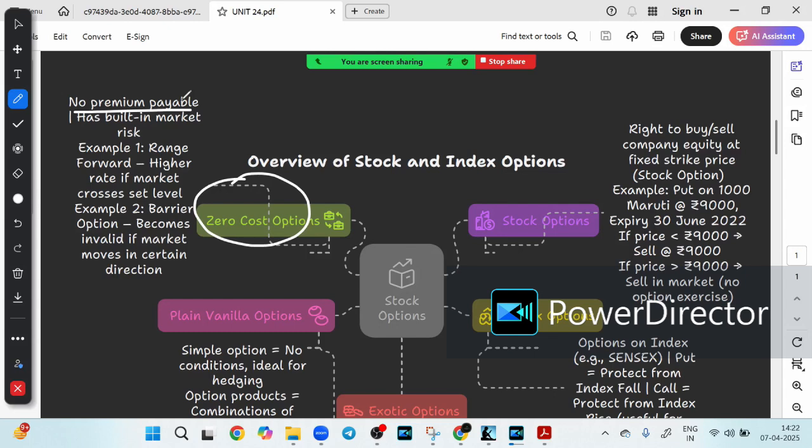So friends, it is used in structured products. They offer custom protection, not standard safety. That is called an exotic option.